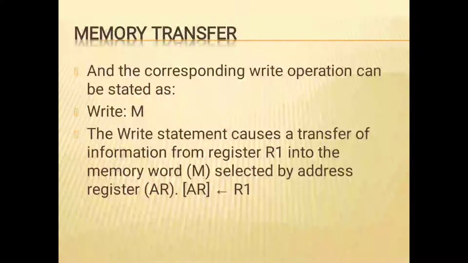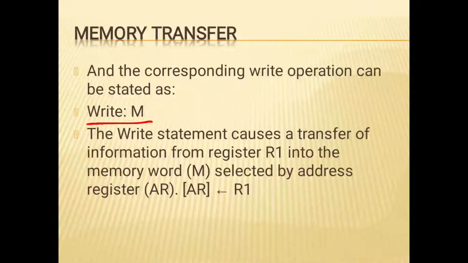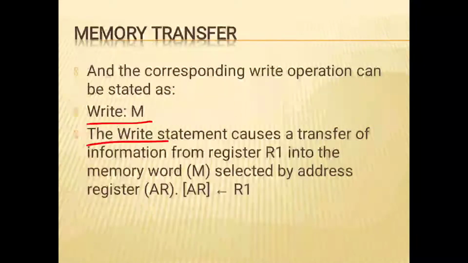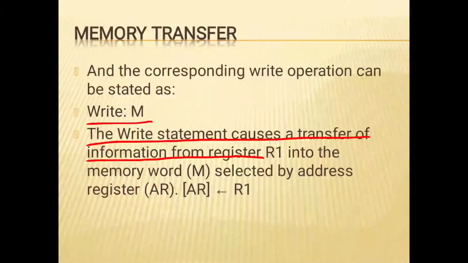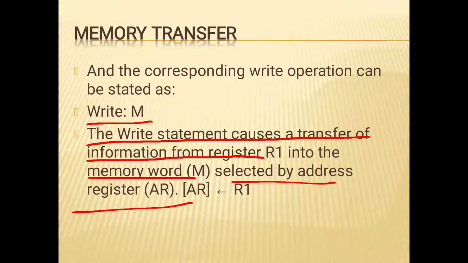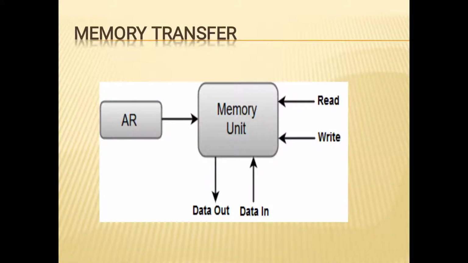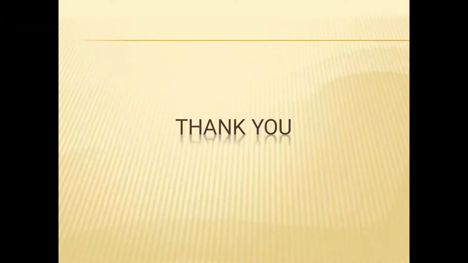And the corresponding write operation can be stated as M[AR] ← R1, in which the write statement causes the transfer of information from register R1 into the memory word M selected by the address register. R1 goes into the memory, into which location? The one provided by the AR register. It is a simple diagram: AR address register, memory unit, data out and data in. These are the two memory operations, read and write. Thank you everyone.